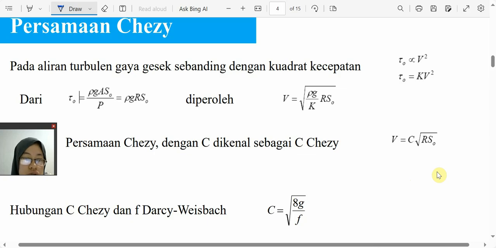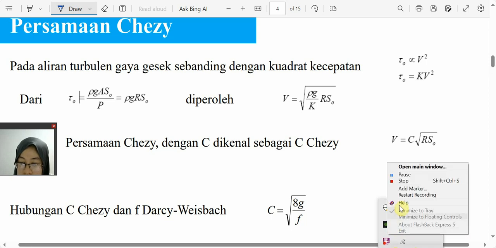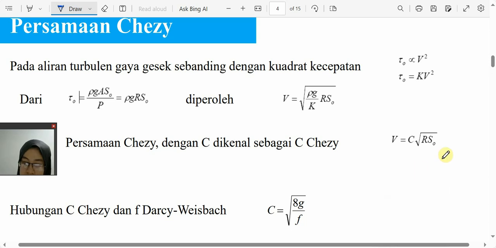So, Chezy assumed that in turbulent flow, the friction's force is almost equal to the... I'm sorry, another phone. Okay, I'm sorry. Let's continue.